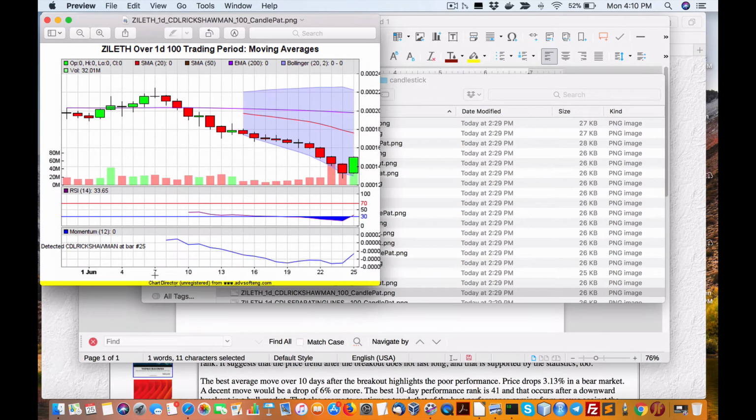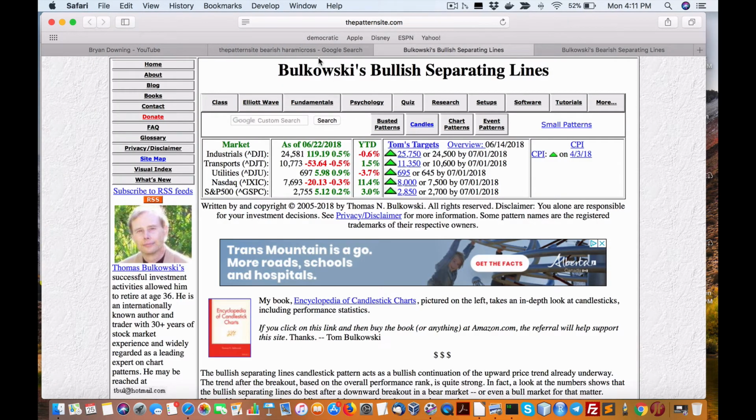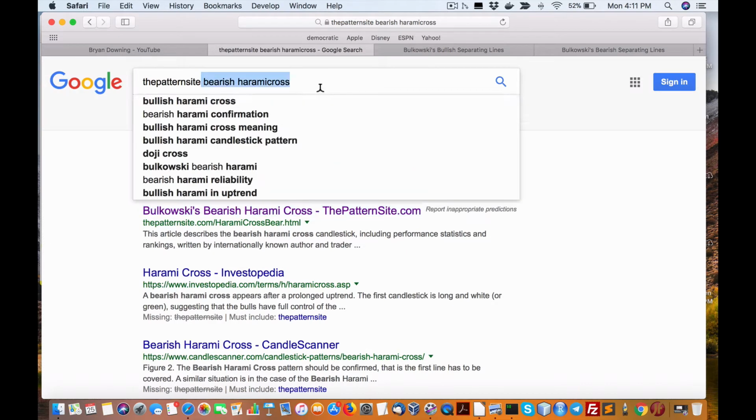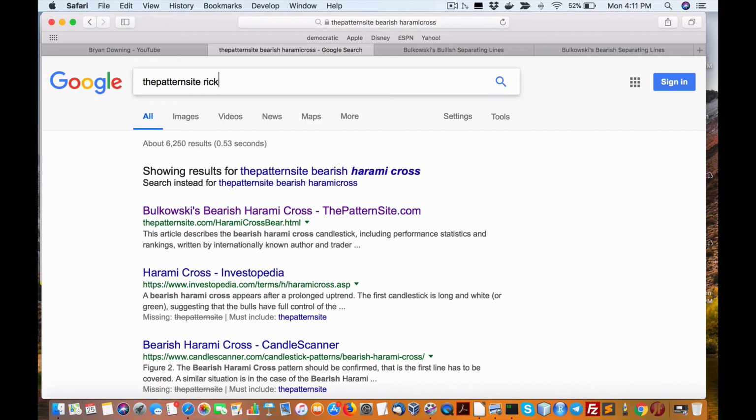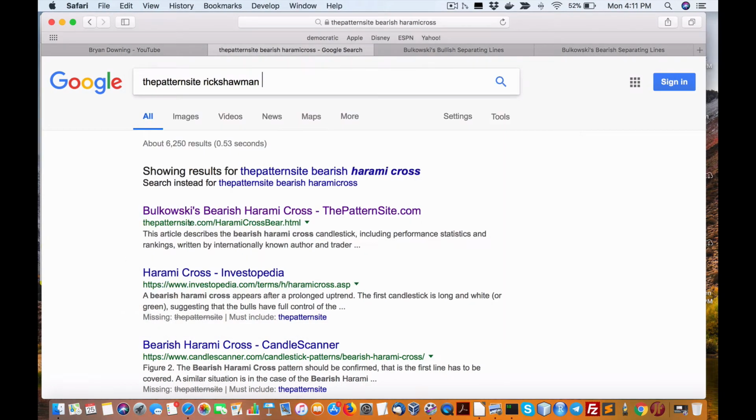So the Rickshaw Man at bar 520. So 1, 2, 3, 4, 5. So the Rickshaw Man is either one of these. Let me just pull that info up. And knowing Rickshaw Man, I believe that was bullish.